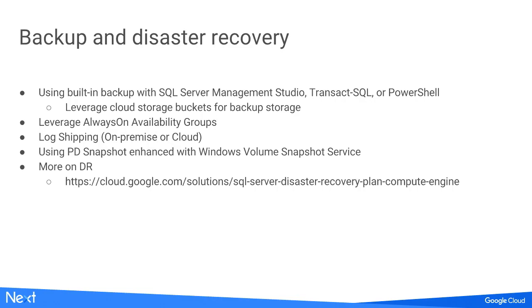Second, you can leverage Always On availability groups to have multiple replicas, ideally across different zones or even different regions. If one zone fails, the service can automatically fail over to a different zone. Log shipping is another option. The last option I want to point out is you can use PD persistent disk snapshots integrated with the Windows Volume Shadow Copy service. It will back up your database with application consistency and make sure your service keeps running without interruption.